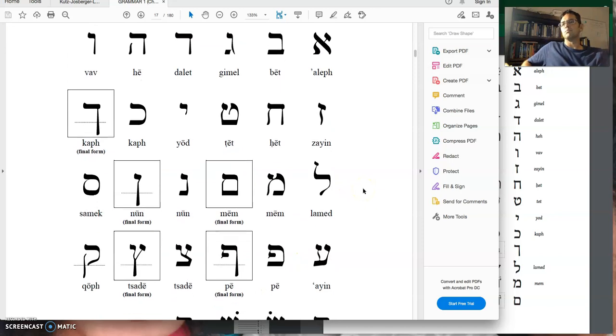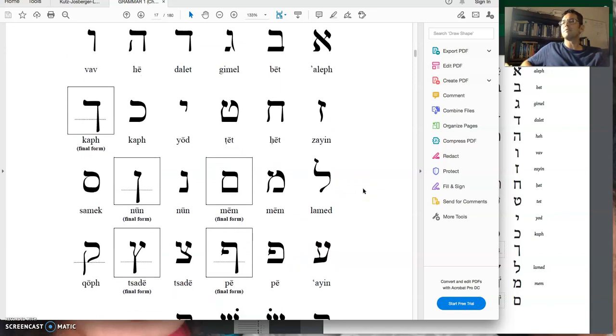And one last time, sort of a bit faster and a little bit syncopated. Aleph Bet Gimel Dalet Hey Vav Hey Vav, Zain Het Tet Yod Kaf, Lamed Mem Nun Samech Ayin Pe, Tzadik Kof Resh Shin Tav.